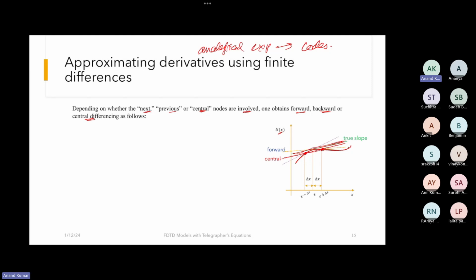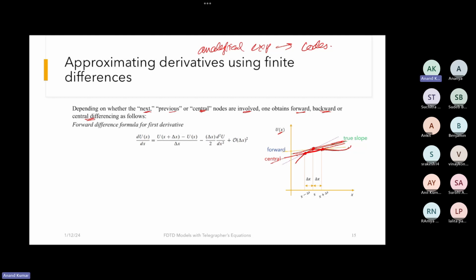Using the central difference scheme, you get an approximation of the slope using these two points. So what you're trying to do is take two positions and calculate the central value. But what if you use this particular point and this particular point? Using this, you calculate the slope, and in that case you get the forward difference. I've made a mess over here.